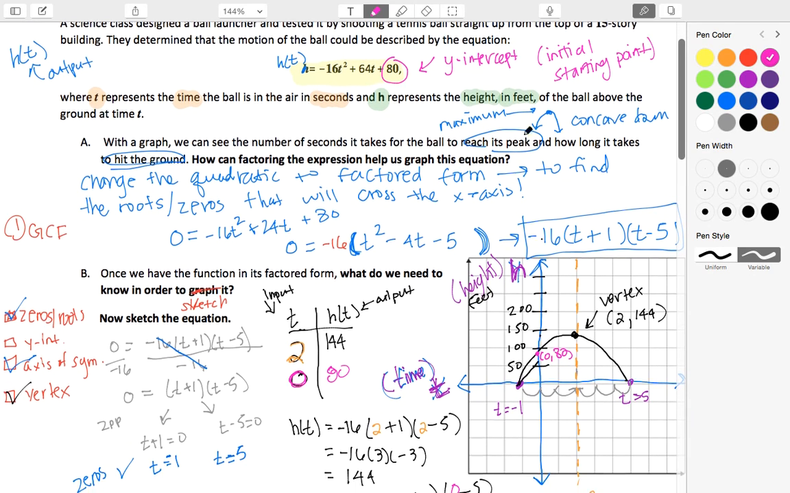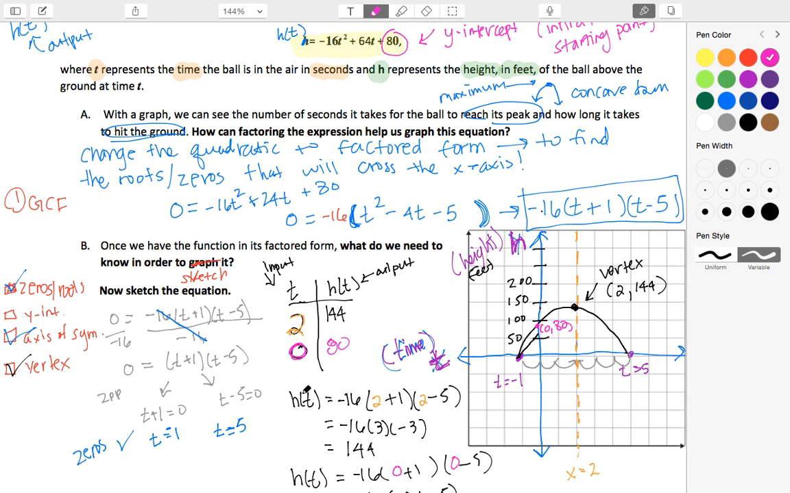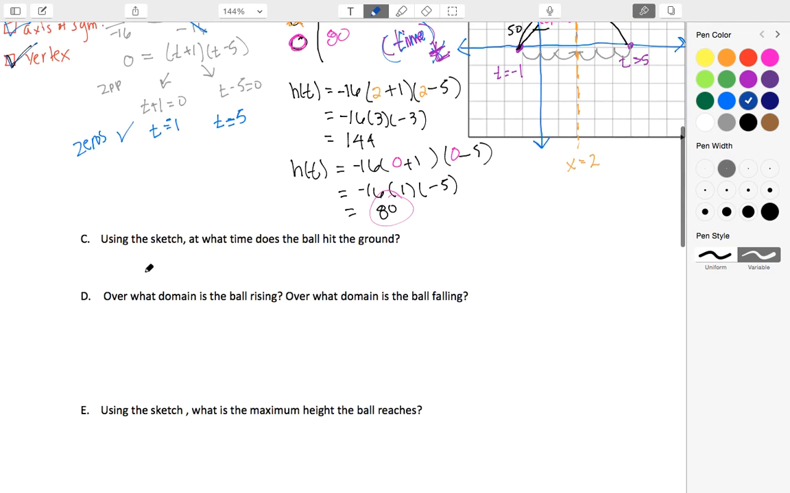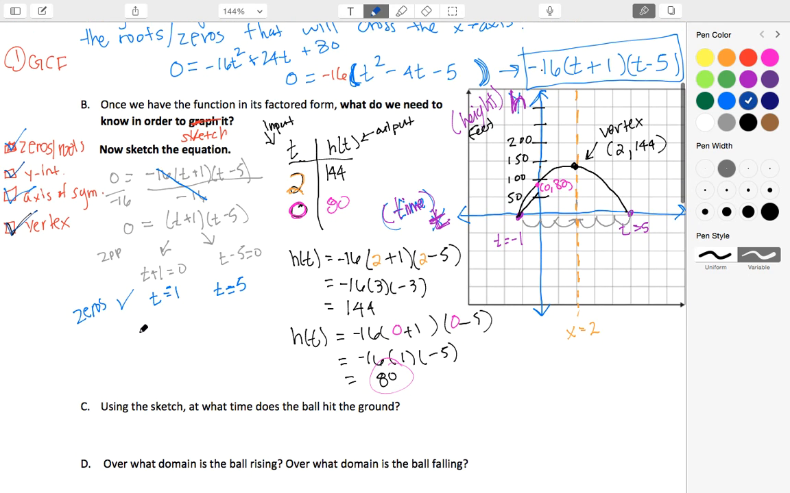You'll hear me say this in my second video, but this piece is probably the hardest part: sketching, because you have to get all of these little steps here, the vertex, y-intercept, zeros, and axis of symmetry. Everything else that follows is super easy because we've already labeled everything. All these additional problems here are very, very quick to answer.